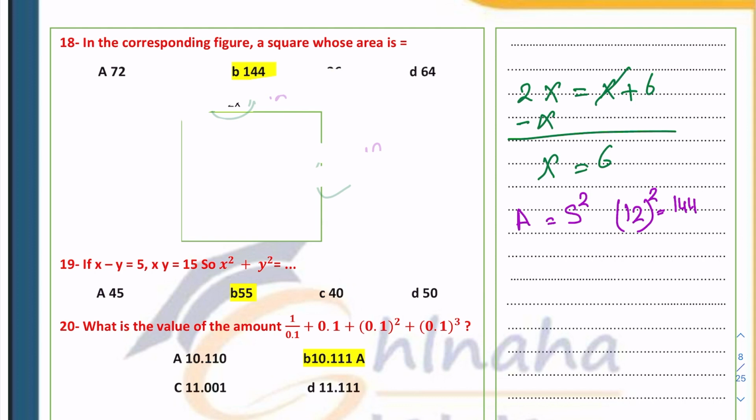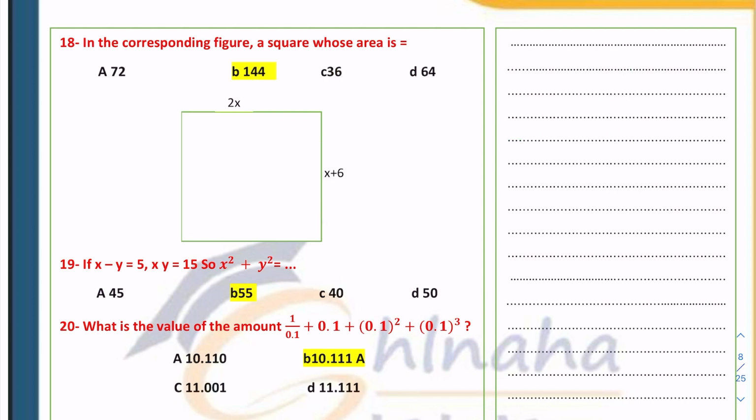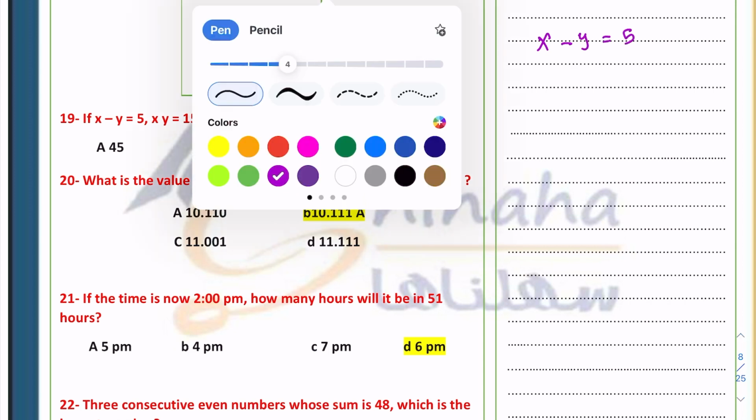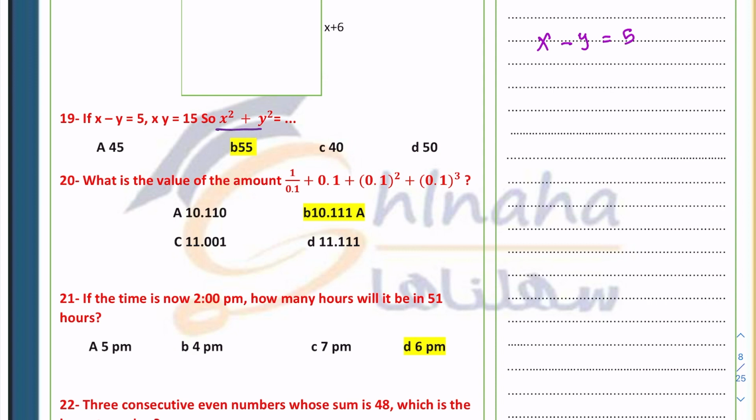Question number 19. x minus y equals 5. xy equals 15. We need to find x squared plus y squared. We solved the same question, but maybe in different numbers before, if you remember. We said, if you want to find x squared plus y squared, you have to square the expression here. And if you square the left-hand side, you must square the right-hand side. 5 squared equals 25. And here it will be, we have to memorize it, x squared negative 2xy plus y squared. This is a rule. You have to memorize it.